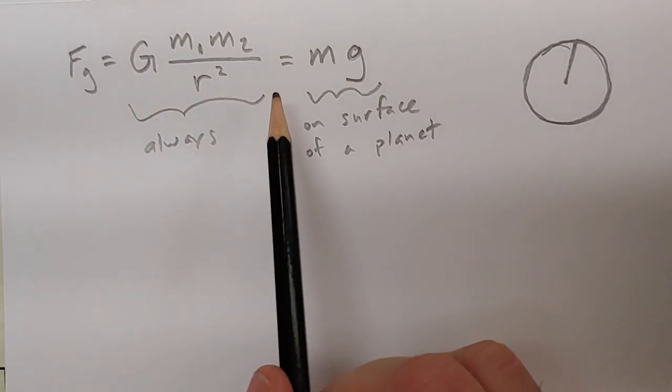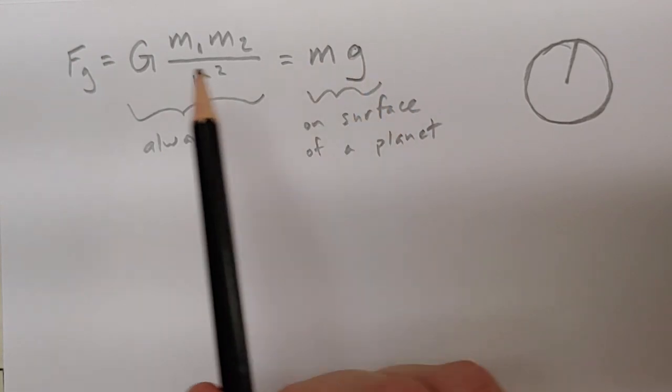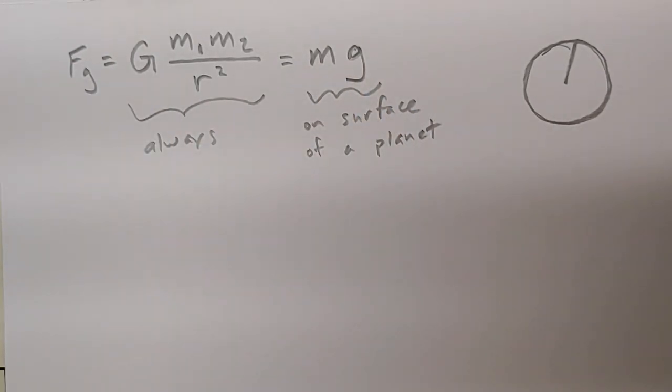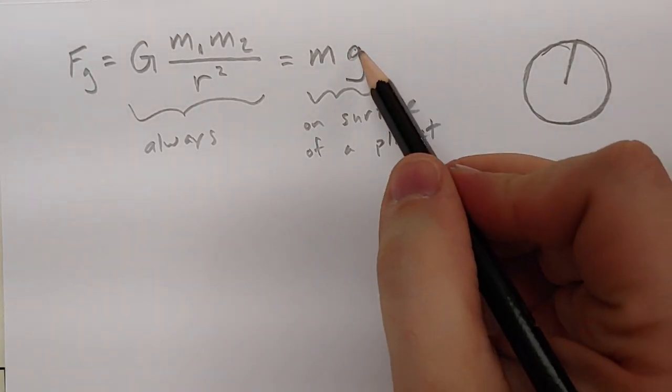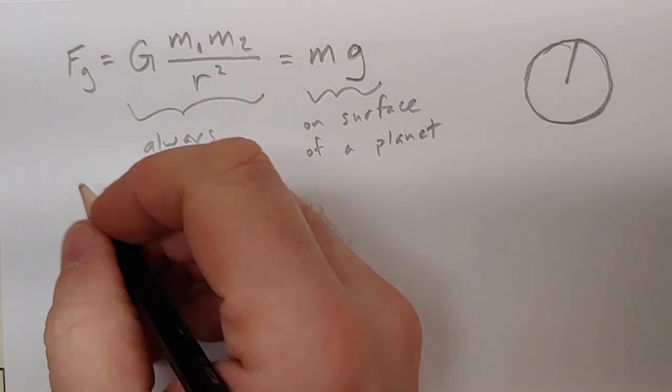However, we know this equation works, and so these do have to return the same value. And so we should be able to actually figure out what little g is for any given planet based on some other parameters. And so let's just check it for the Earth. We know what little g for the Earth should be.